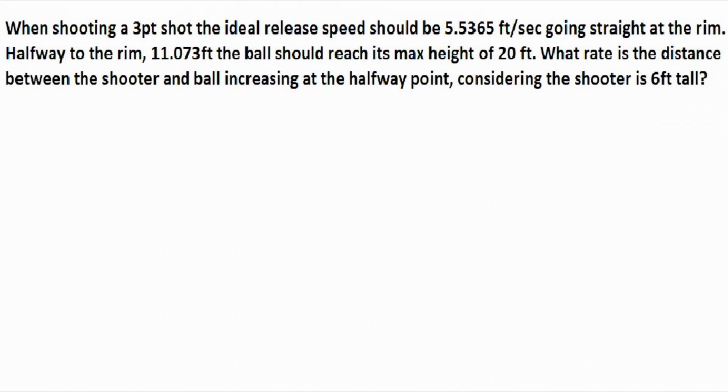When shooting a three-point shot, the ideal release speed should be 5.5365 feet per second, going straight at the rim. Halfway to the rim, at 11.073 feet, the ball should be reaching its maximum height of 20 feet. What rate is the distance between the shooter and ball increasing at the halfway point, considering the shooter is 6 feet tall?